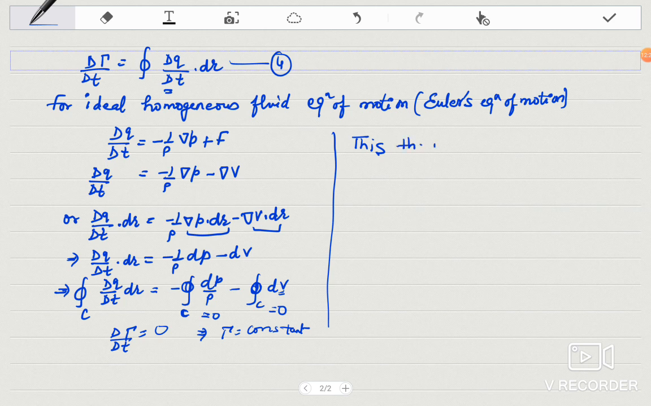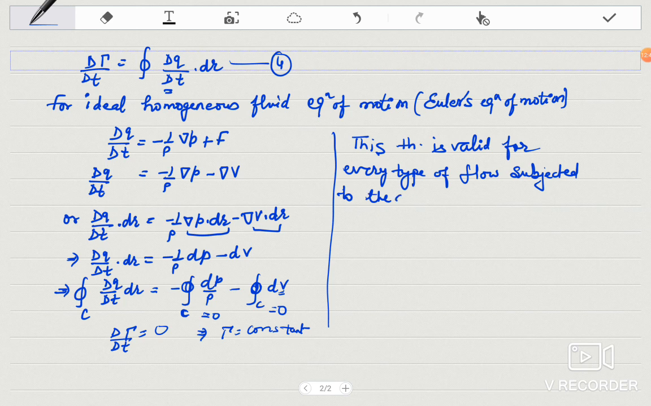This theorem is valid for every type of flow subjected to the conditions mentioned in the beginning. This is for you only.